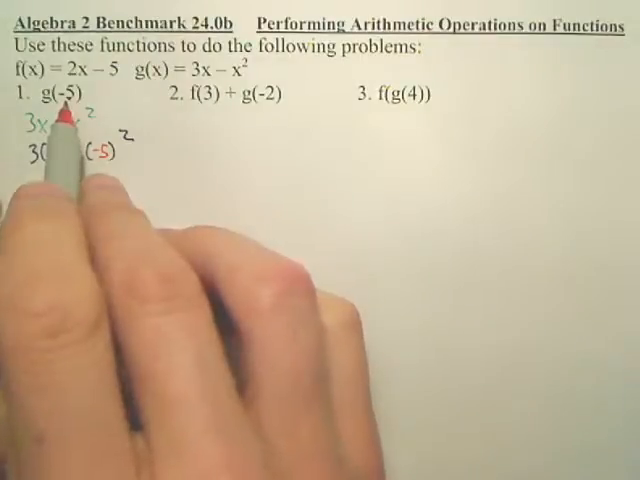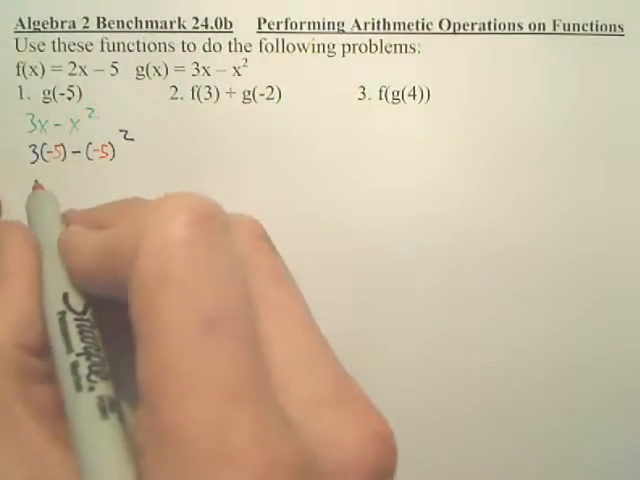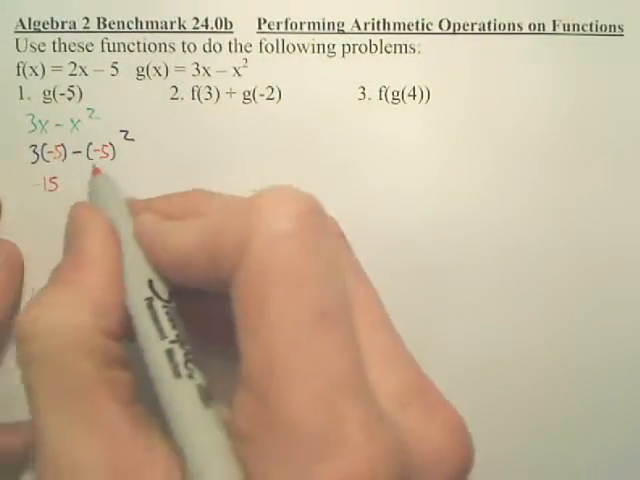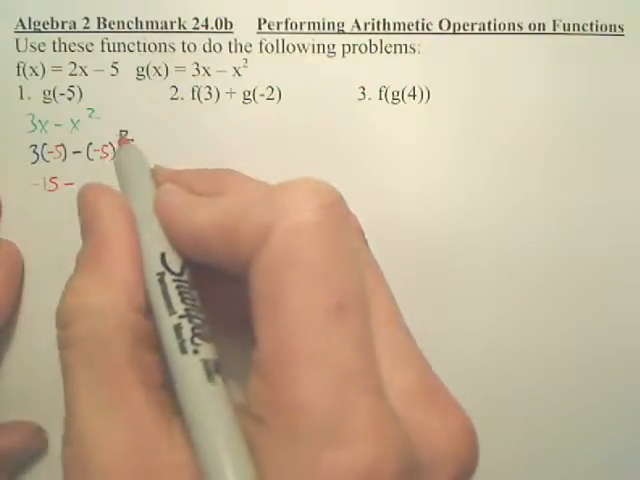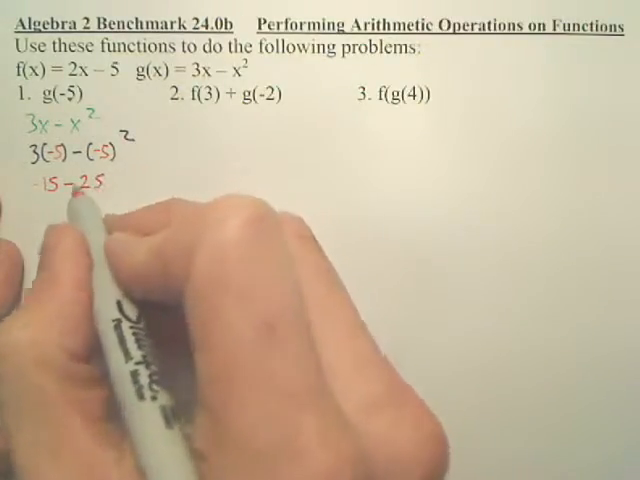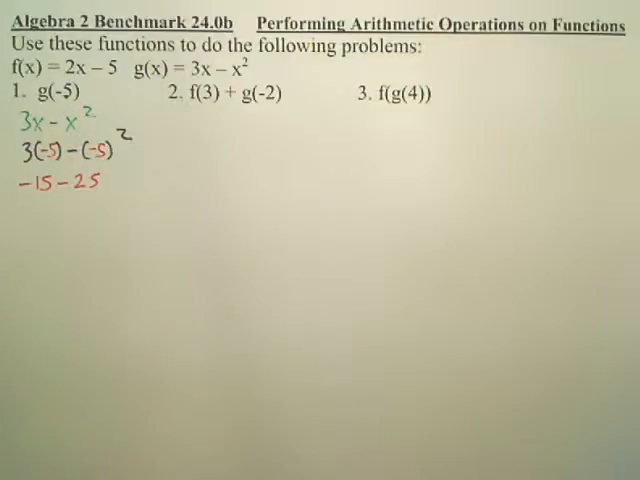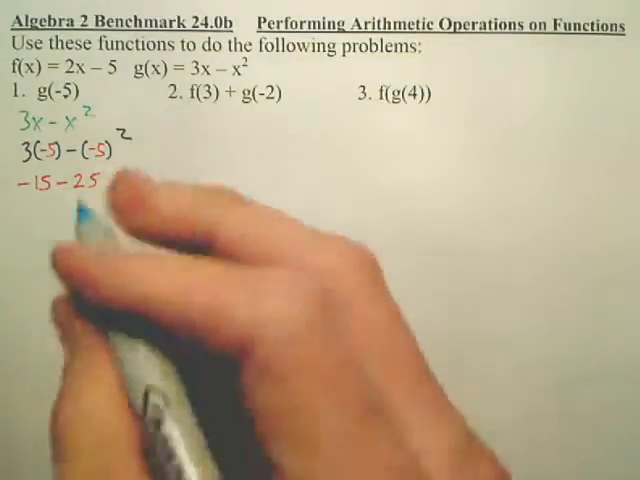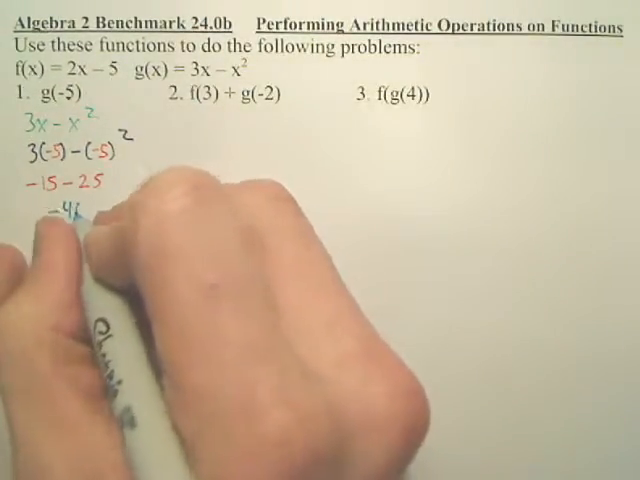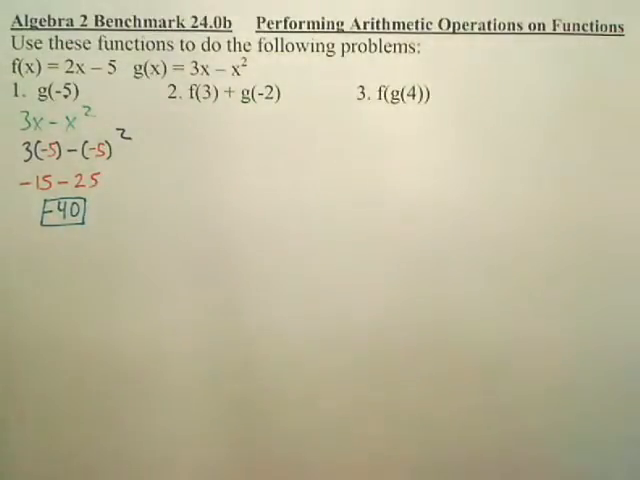So you're plugging negative 5 into g. This right here becomes negative 15. Still minus, and negative 5 squared is 25. Negative 15 minus 25 is? Negative 40. There you go.